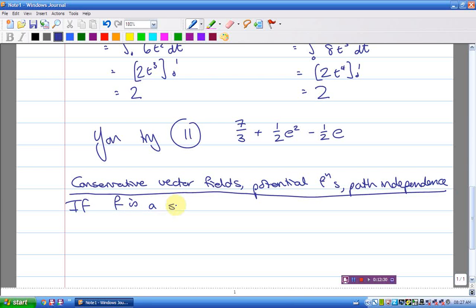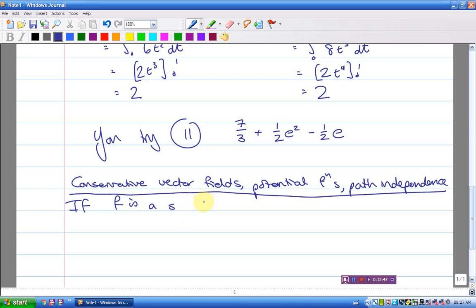So now let's think about scalar functions. In other words, z equals f of x, y, or w equals f of x, y, z. So it's a function. It's x squared plus y squared. It's x squared times y. It's sin x plus e to the y. That sort of thing. A scalar function.